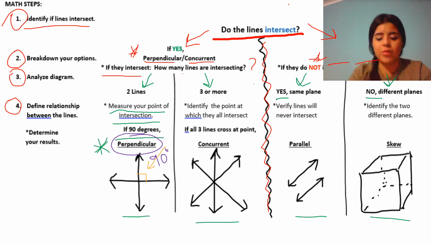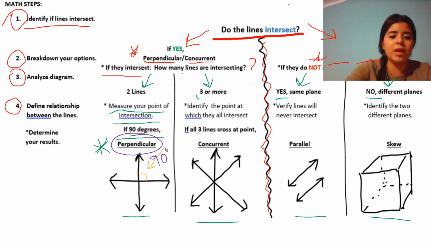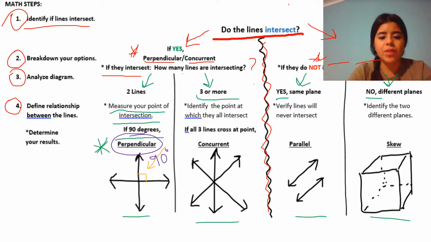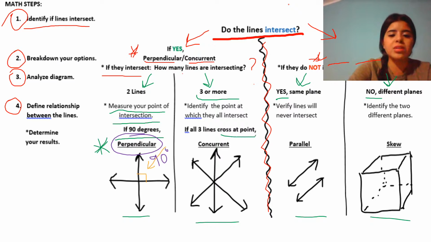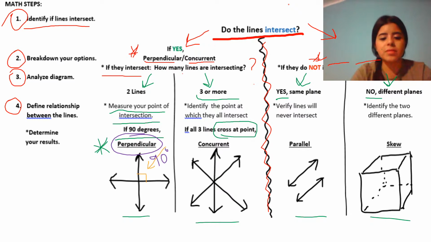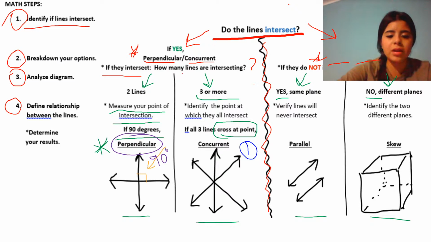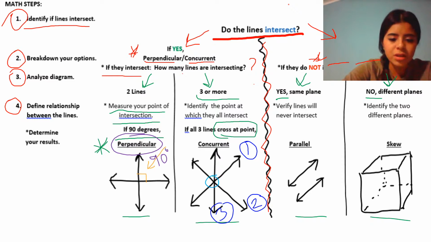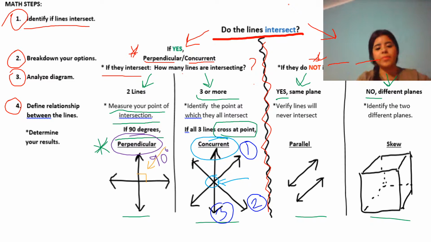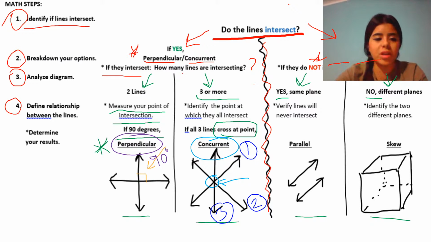Okay, so now if we have 3 or more lines, we have to make sure that they all cross at one point. We're going to, number 1, count our lines. We have 1 line, 2 lines, and 3 lines. We find our common point of intersection. That is right there. We know it is a concurrent line.